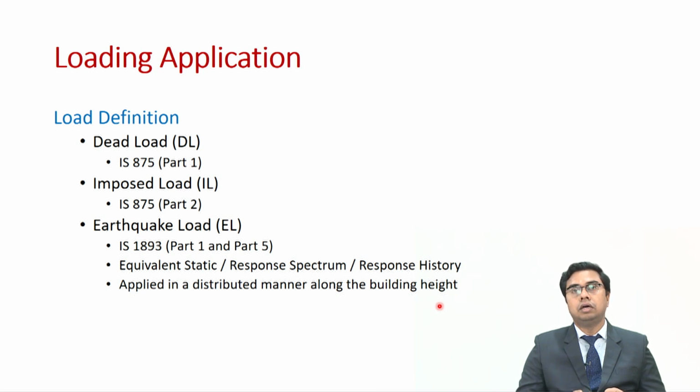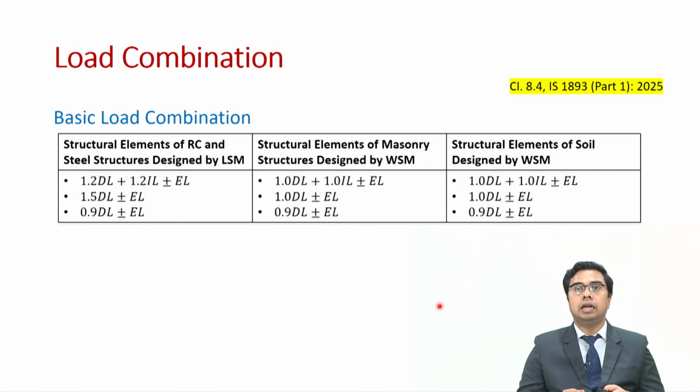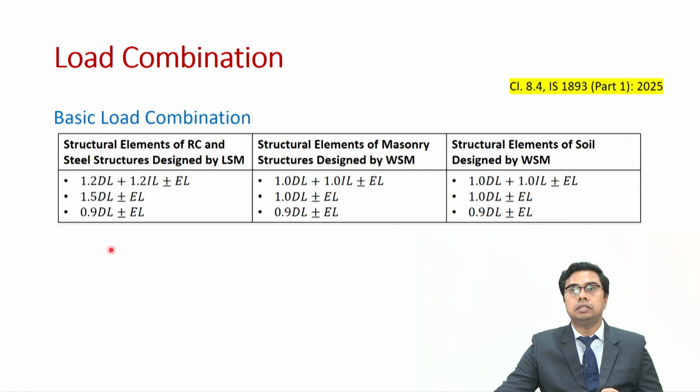Once we have the load defined on our analytical model, it is time to consider different load combinations that we need to consider in our analysis. So, this slide contains information about the basic load combinations, when you are designing reinforced concrete and steel structures using limit state method, or when you are designing masonry structures and soil by working stress method, that is WSM. It is important to note at this point that the code IS 1893 part 1, 2025 version, also suggests designing reinforced concrete and steel structures by limit state method, but it gives an option to design masonry structures and soil by working stress method, which is usually followed.